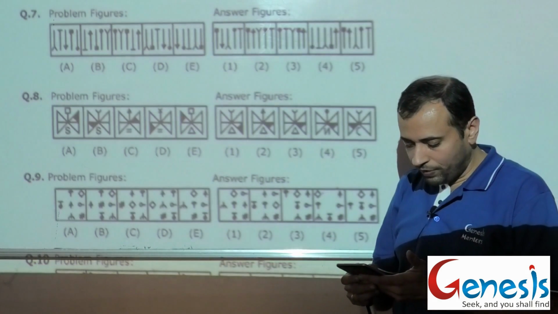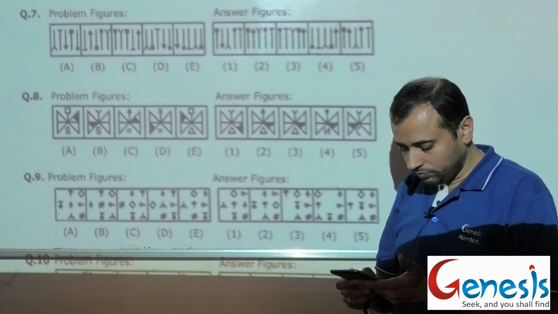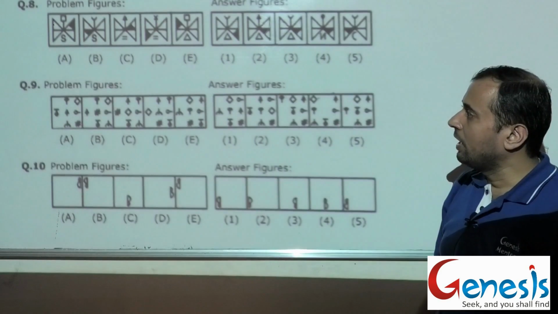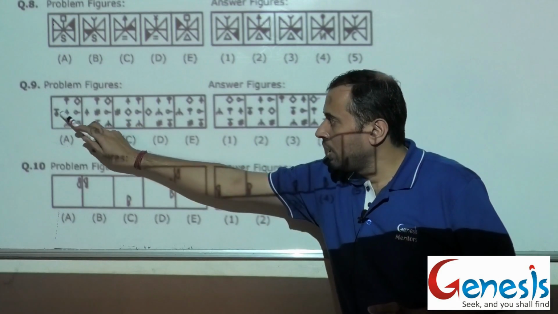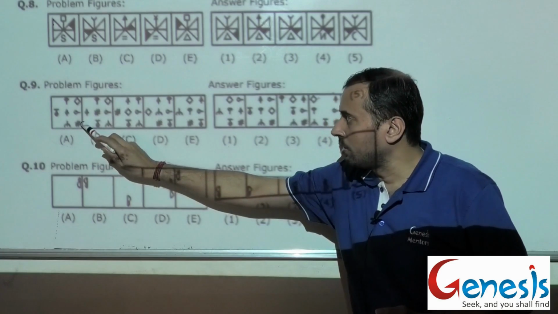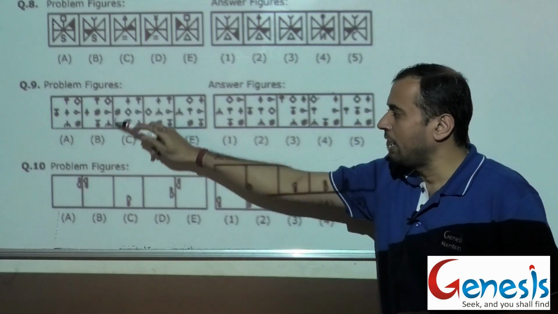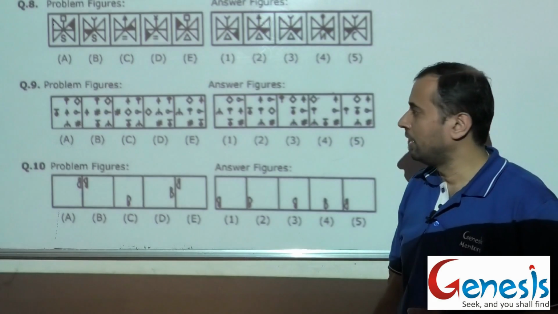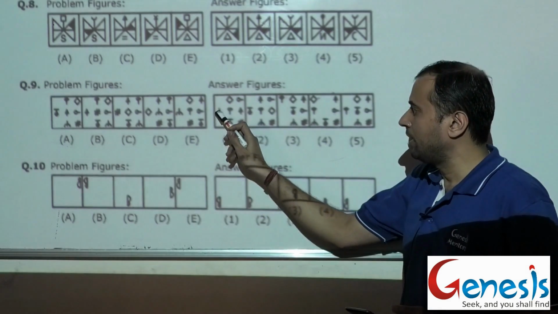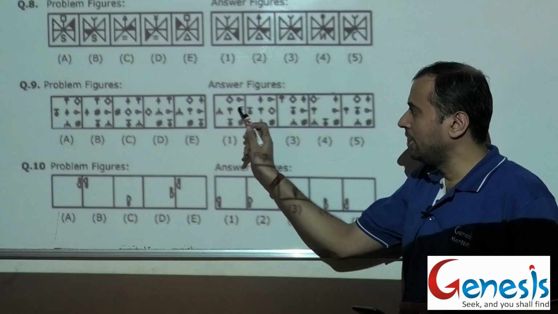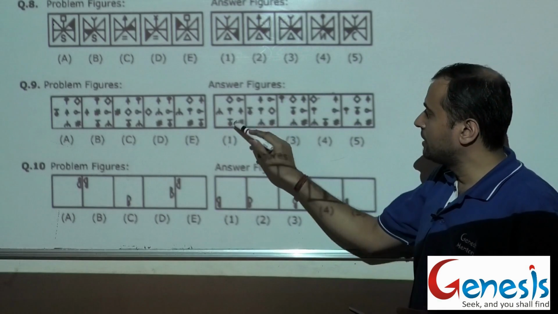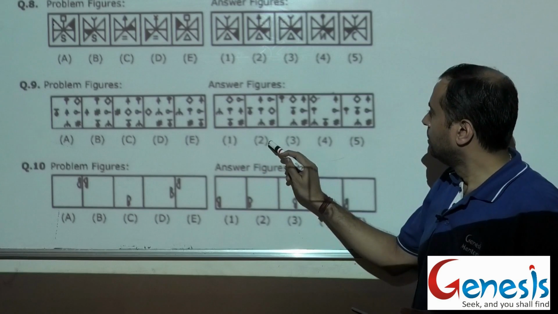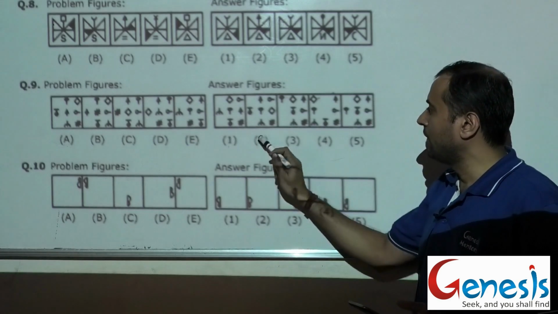Moving on to problem figure 9. Now problem figure 9 talks about again 2 objects in the topmost row, 3 objects in the middle row, and 2 objects in the bottom row, right? This pattern is continued for every problem figure. It means my answer figure should also contain 3 objects in the middle row and 2 in the top and bottom ones, which is there in 1, 2 and 5. So only 1, 2 and 5 remain.